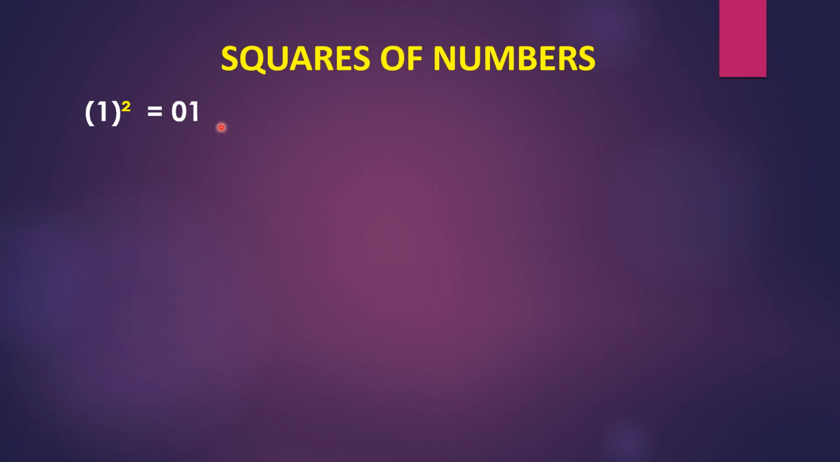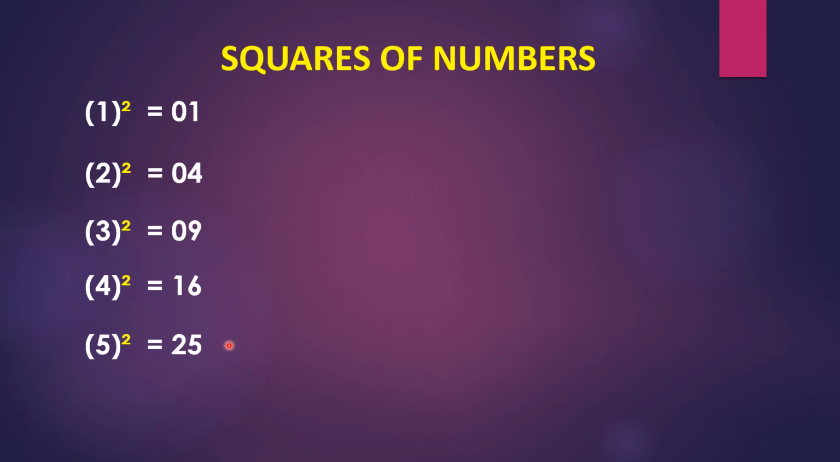1 square is 1. 2 square, 2 into 2, is 4, and I have written 04. 3 square, 3 into 3, is 9, written 09. 4 square, 4 into 4, is 16. 5 square, 5 into 5, is 25. If you observe here, for 1, 2 and 3, I have written the answers 1, 4, 9 as 01, 04 and 09. Even if I write 0 before the digit, the value does not change. So it's better to write like this. When we go further, this will help us calculate in a very easy way.